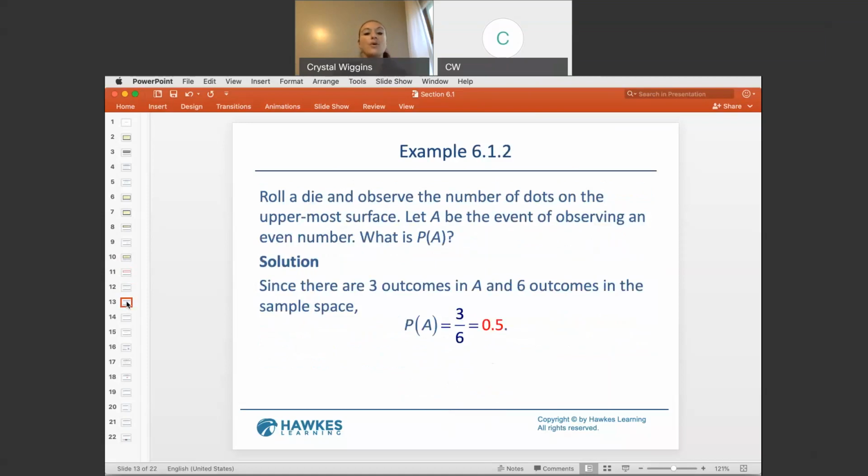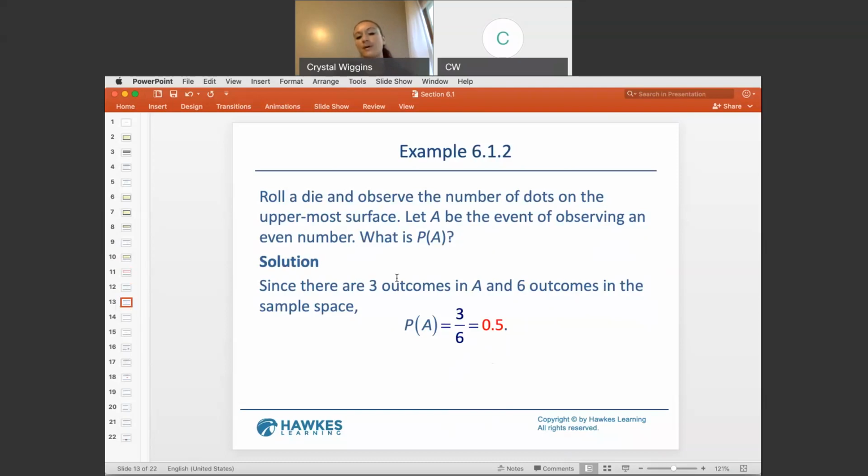Another good example, we roll that die and observe the number of dots on the uppermost surface. So essentially you roll the dice and it's the top surface, which is what we're used to if we're working with a die. Let A be the event of observing an even number. What is the probability of an even number being on the top of a rolled die? Well, if we think about it, there are 6 sides to the die. 3 of those sides have odd number dots, and 3 of those sides have even number dots, 2, 4, and 6.